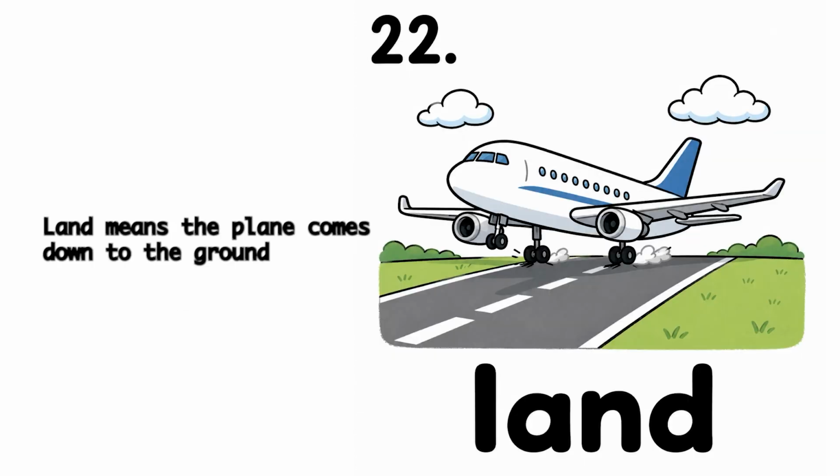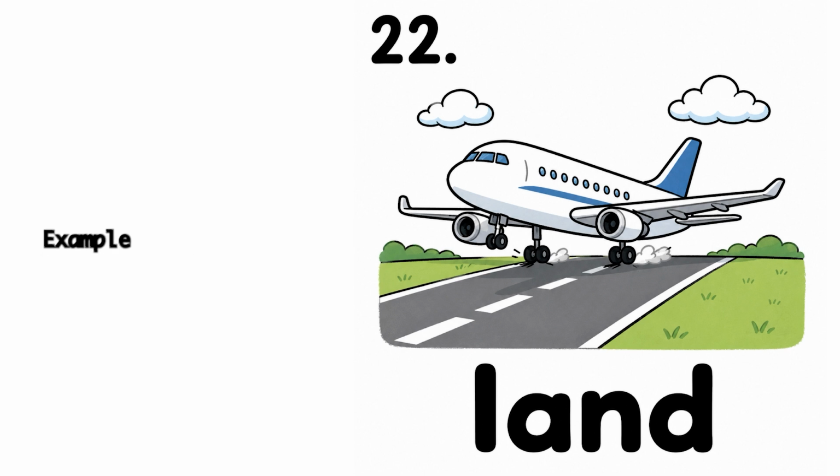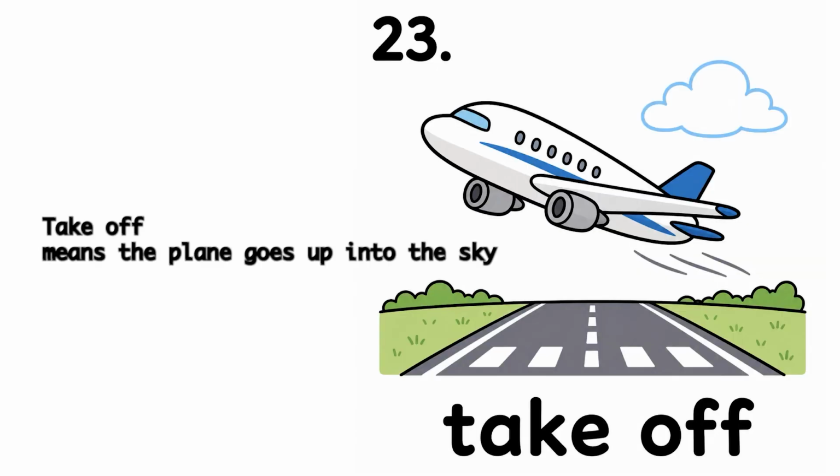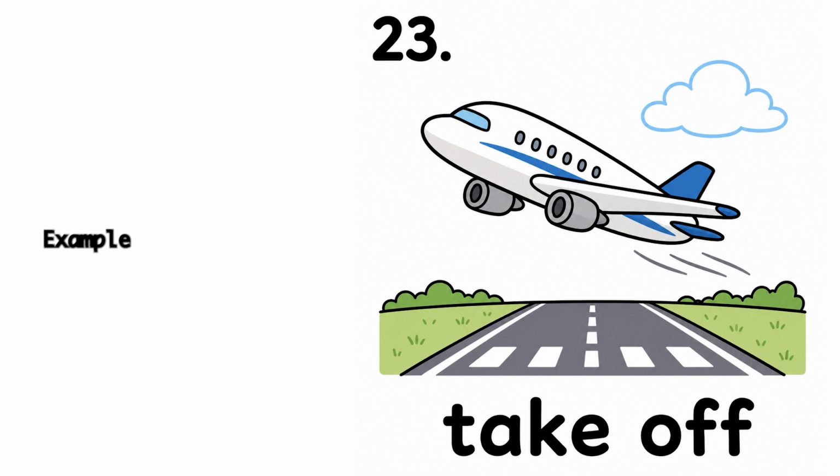Word 22. Land. Land means the plane comes down to the ground. Example. The plane will land soon. Word 23. Take off. Take off means the plane goes up into the sky. Example. The plane will take off soon.